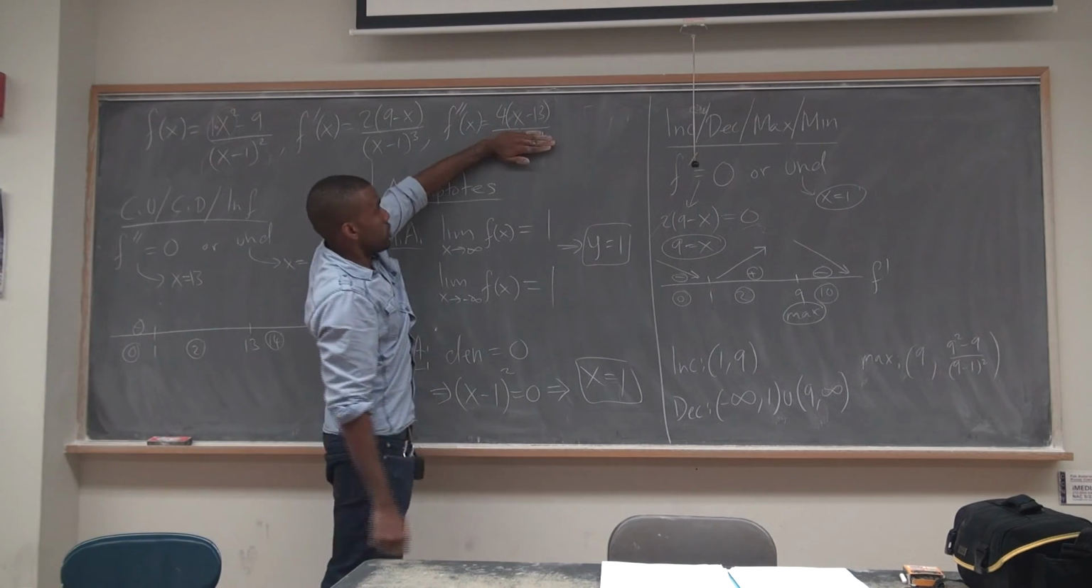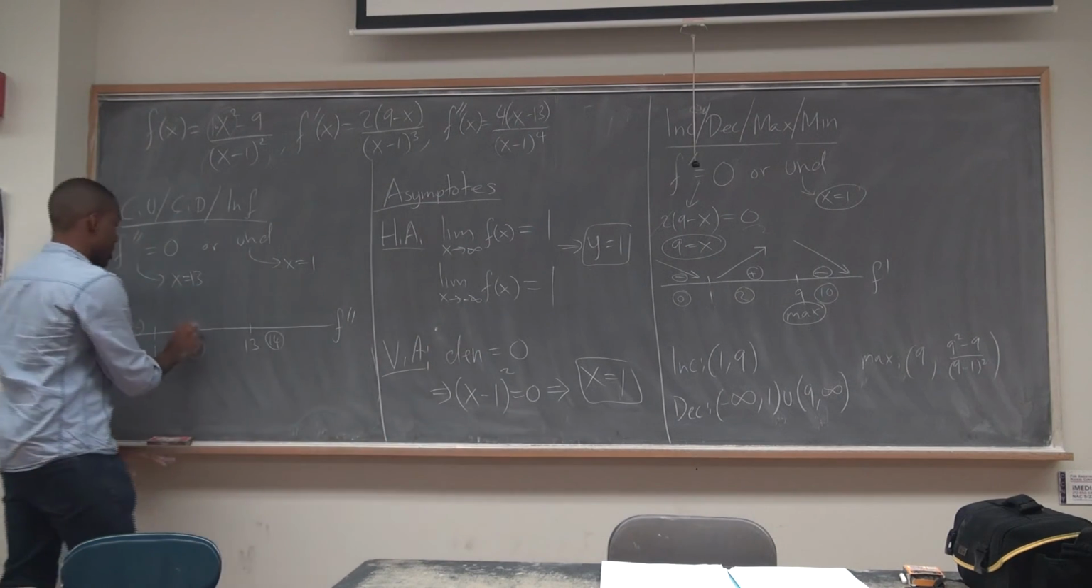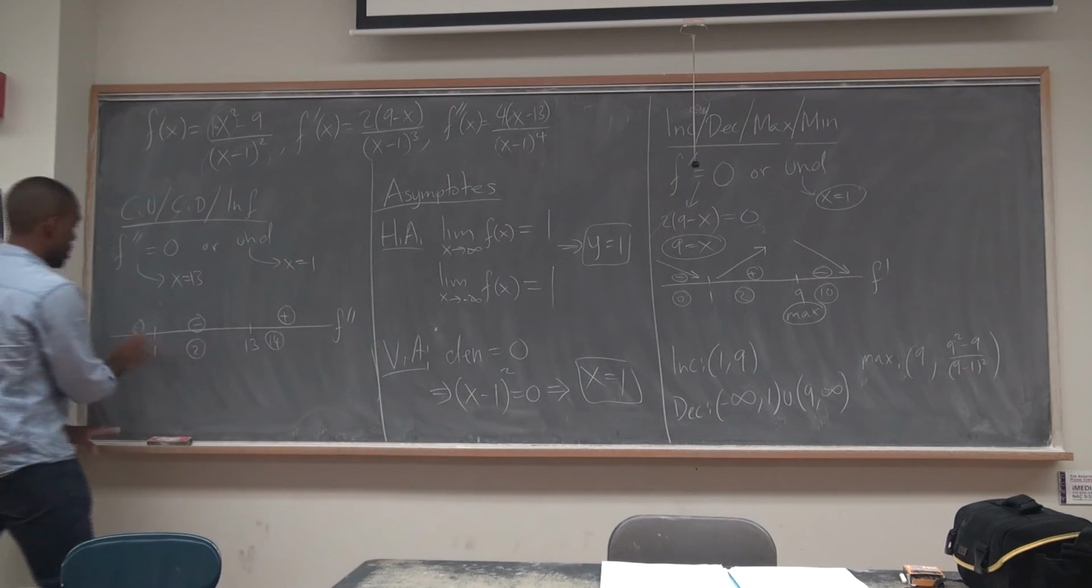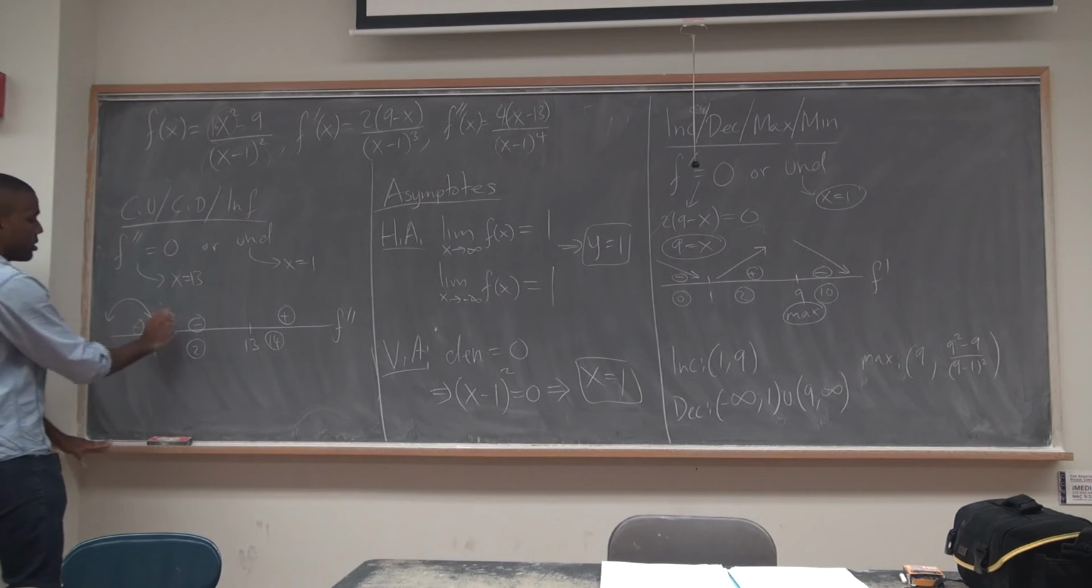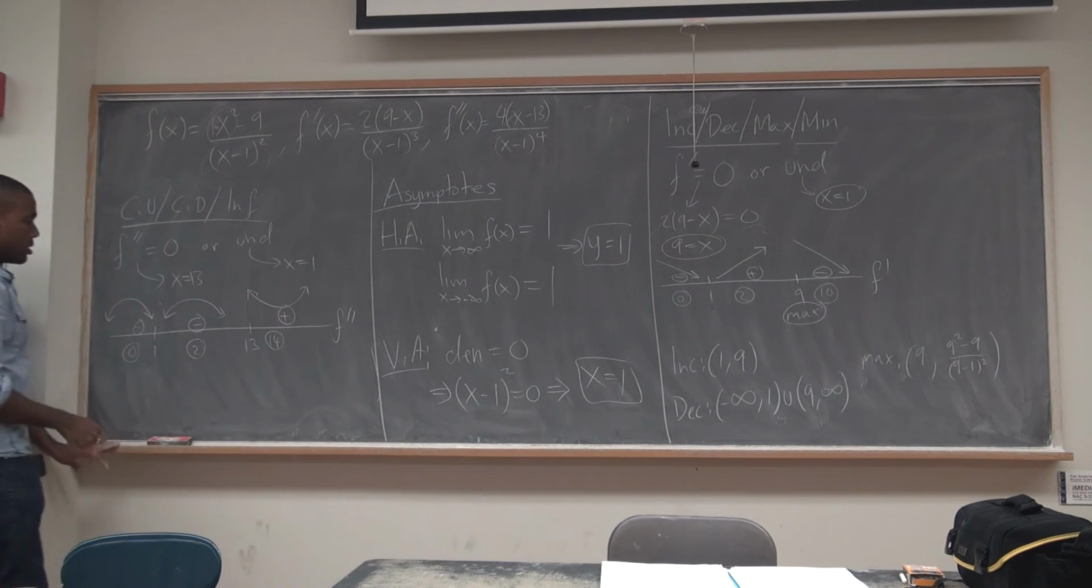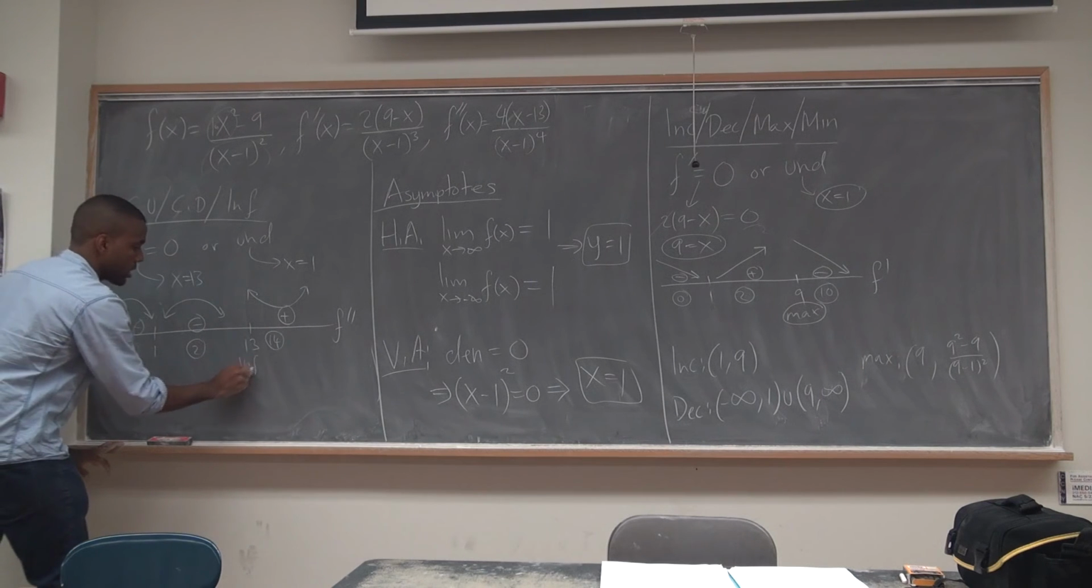Concave down like a frown. Plug in 2, I get a negative again. And plug in 14, I get a positive. And yes, concave down like a frown, so 13 will be down like a frown, up like a cup. Where's the inflection? 13. 13 is an inflection.